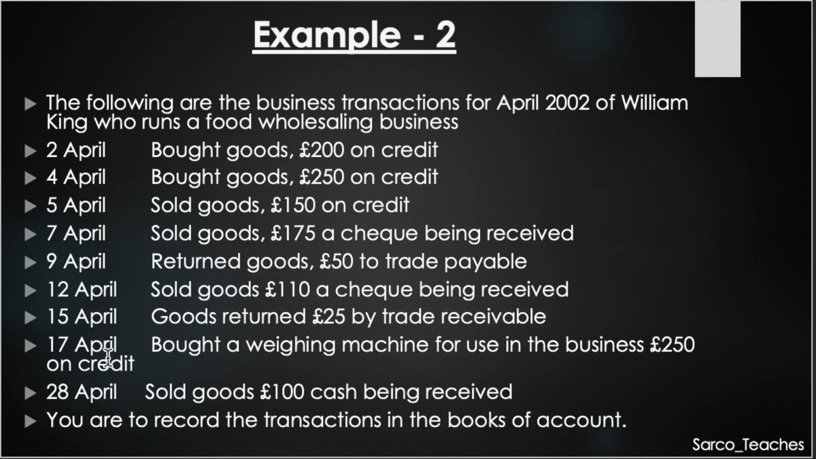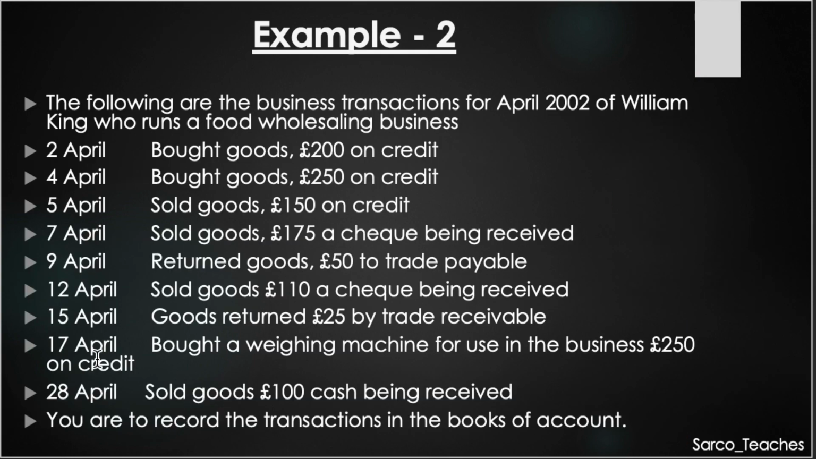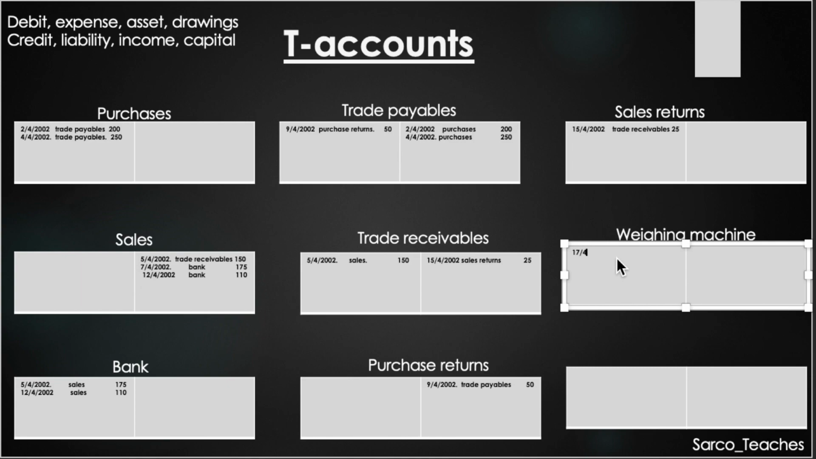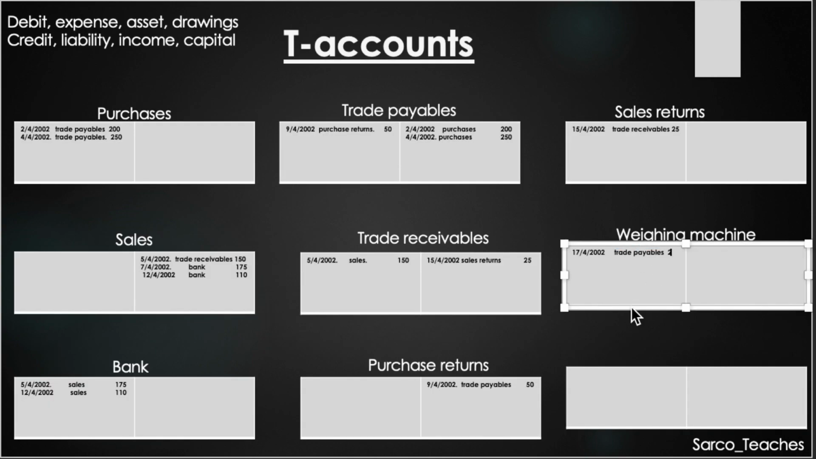17th of April, bought the weighing machine for use in the business, £250 on credit. So the two accounts that we'll be using are weighing machine, which is an asset, and trade payables, because we bought it on credit. So first of all, we have to open up a weighing machine account because we don't have it. And we check the date and it says the 17th of April. So because weighing machine is an asset, it increases on the debit. So we put it on the debit side of weighing machine. And for detail, we write trade payables. And the amount is £250.